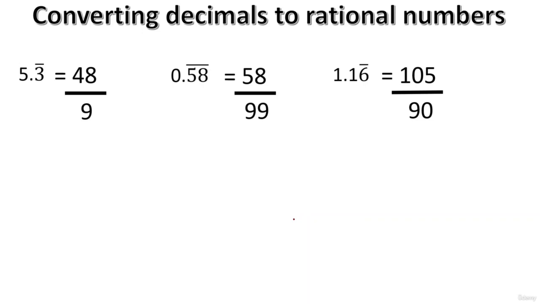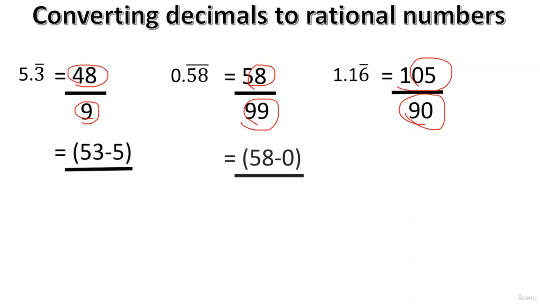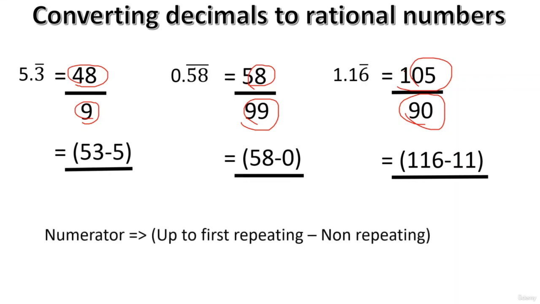Okay, जब हमने 5.3 recurring solve किया था, last में we had 53 minus 5, 48, right? And the denominator was 10 minus 1, 9. Okay, in the next one we had 58 divided by 99, and in the previous one we solved we had 105 by 90. Okay, अब इसमें exactly देखो हो क्या रहा है. Okay, in the numerators, okay, we have up to the first repeating part minus the non-repeating part.